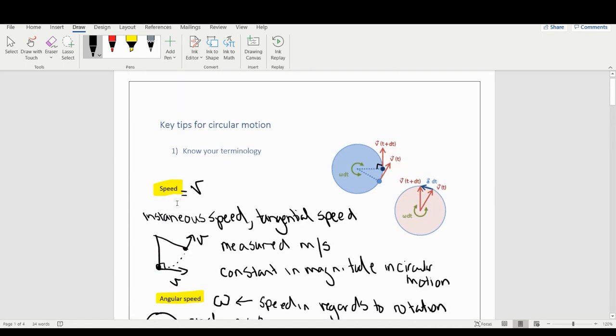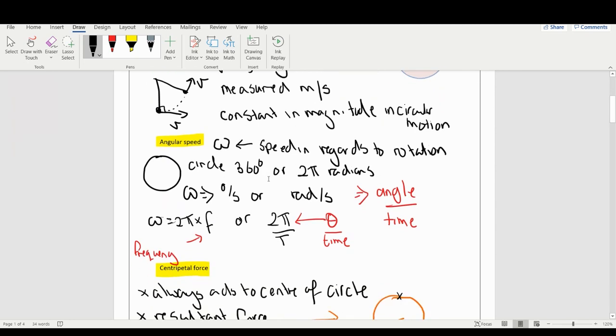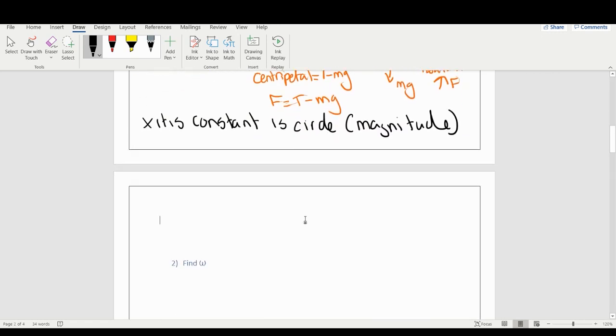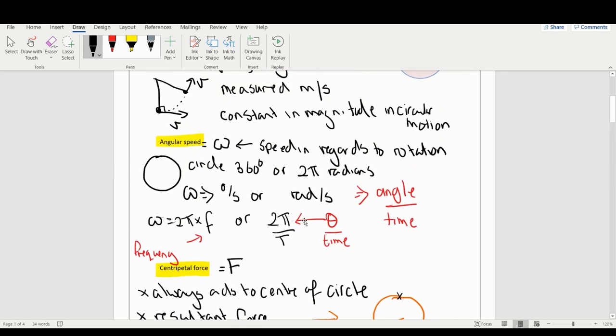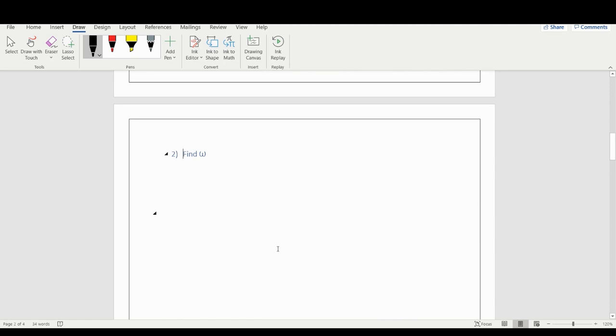Okay, so these are the most important. Know your terminology, know what they mean, know that speed is the tangential thing. It is instantaneous. It's the letter V. Know that angular speed is the letter omega. Know that centripetal force is F, and it is the resultant force of the forces acting. So that's my first tip of how to deal with circular motion: first of all, know these terms. My next tip is to find omega in a question no matter what.